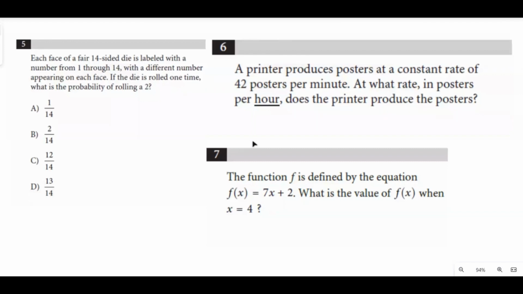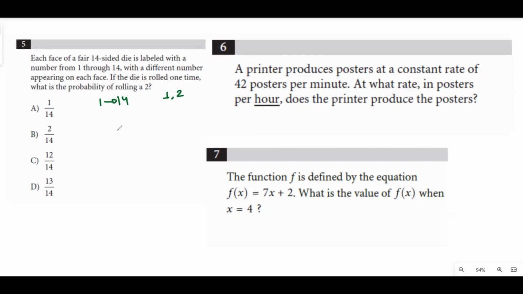Now let's try question number 5. Question number 5 says to us, each face of a fair 14-sided die is labeled with a number from 1 through 14. That means we have a die which has numbers 1 to 14. And a different number appears on each face. That means on each face we can see only one number and all the numbers are different. That means if on the first face you can see 1, on the second face you can see 2. If the die is rolled 1 time, what is the probability of rolling a 2?